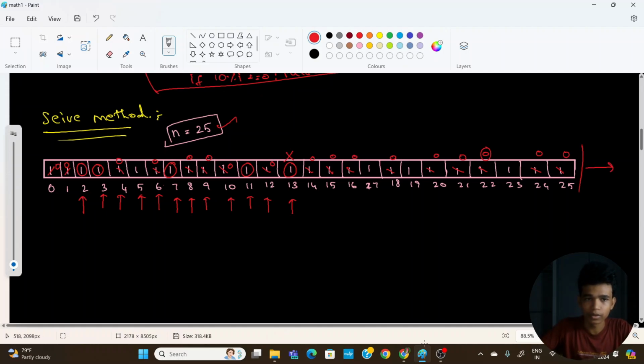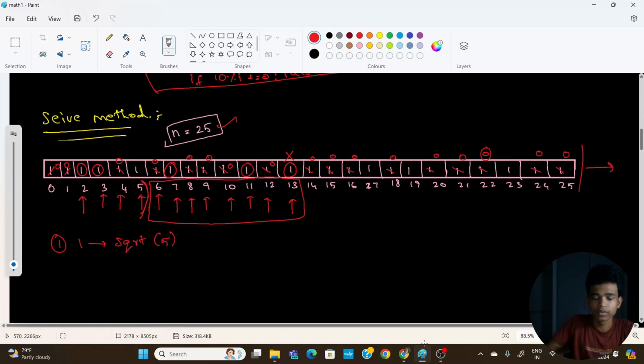Now, do you observe that after this 5, for all these remaining values, I haven't done anything, right? So my end point would be up to this 5. That's the first observation: I have to traverse from 2 up to the square root of 25, which is 5. So this is my first observation.